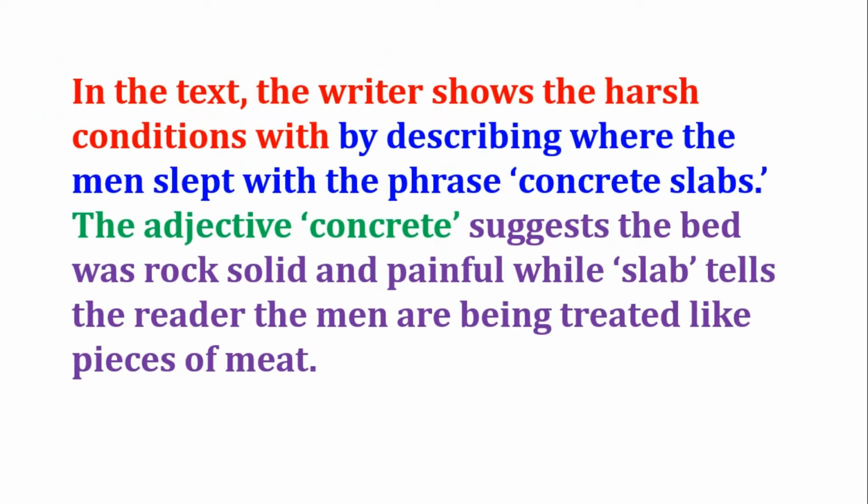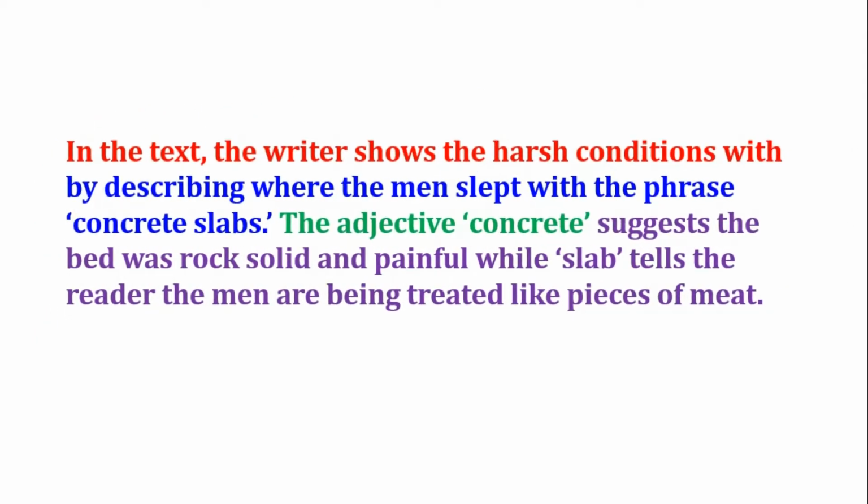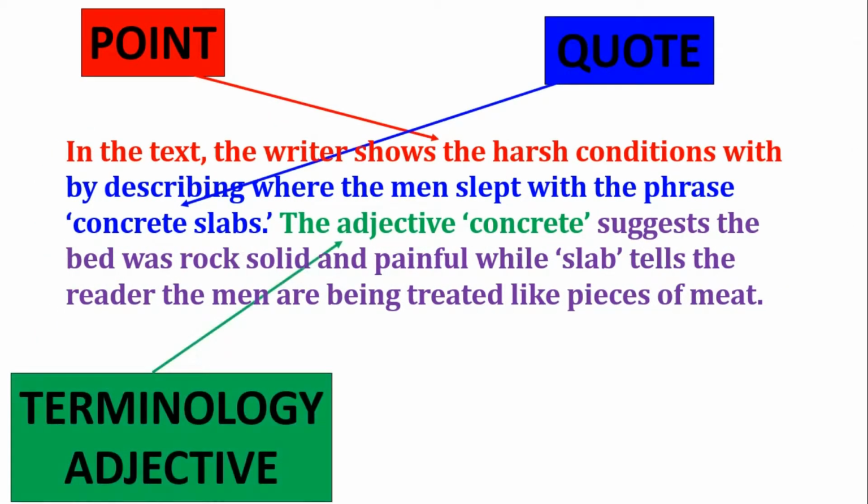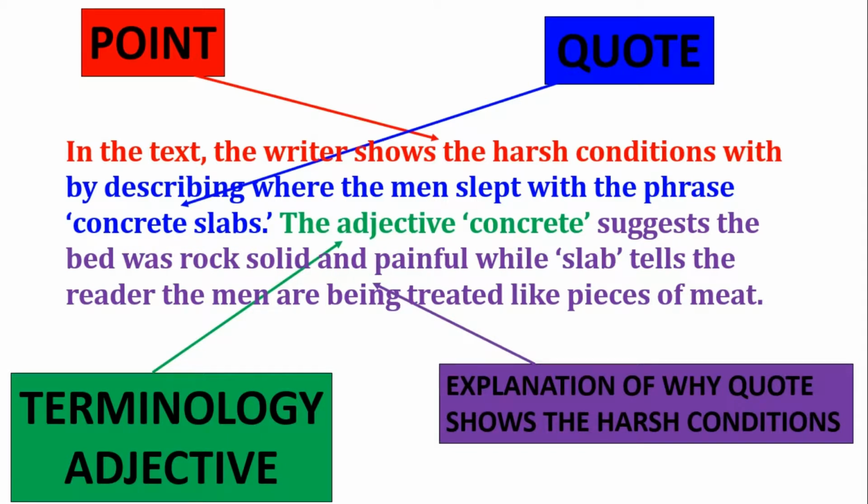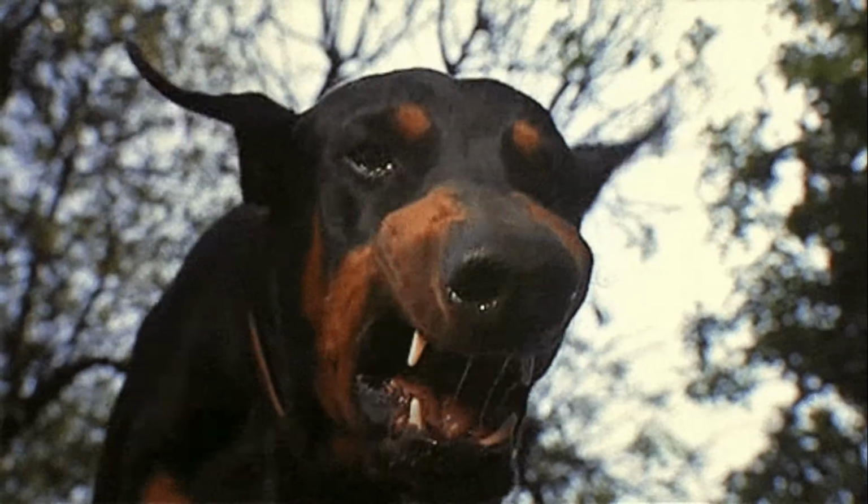Okay, another one we're going to look at is the phrase concrete slabs. The prisoners sleep on concrete slabs as beds. And again, I've put in the text, the writer shows the harsh conditions by describing where the men slept as concrete slabs. The adjective concrete suggests the bed was rock solid and painful. So I'm almost saying, what are the connotations of concrete? This suggests the bed was rock solid and painful, while slab tells the reader the men are being treated like pieces of meat. Okay, again, we've got point, quote, terminology and explanation. Again, I don't need to use the terminology if I'm not sure.